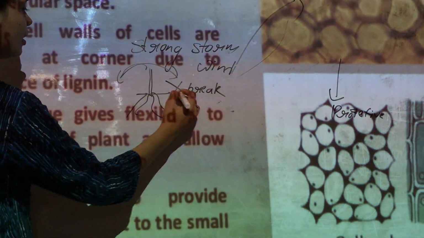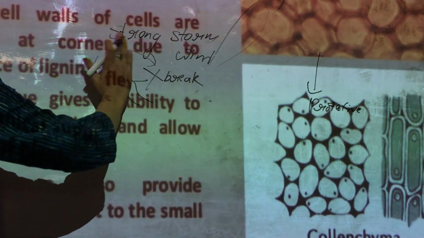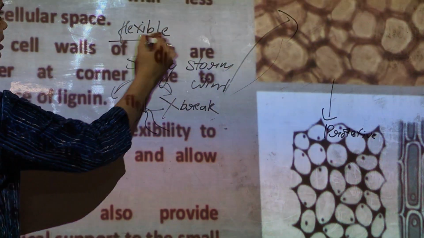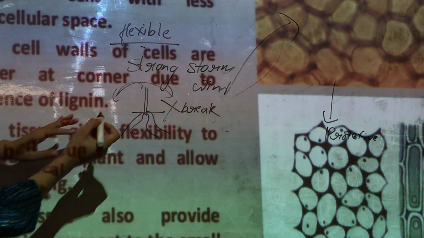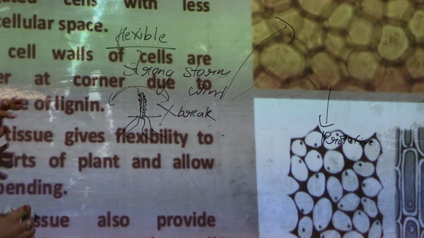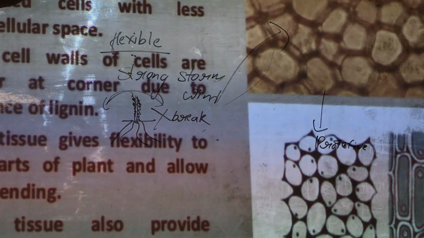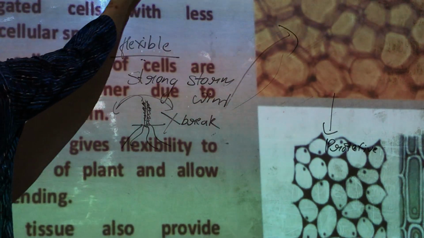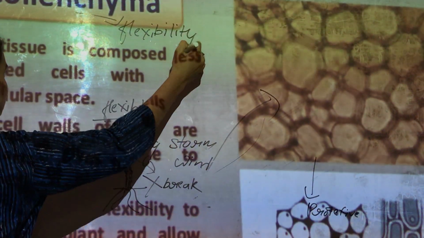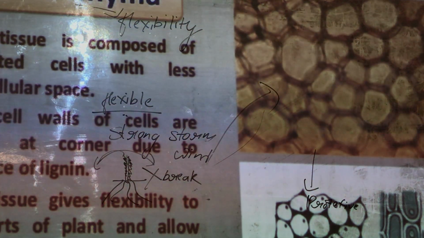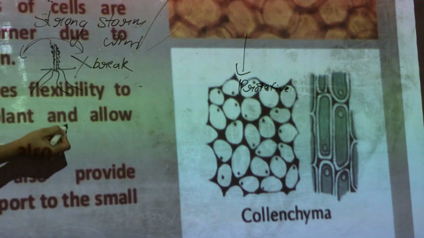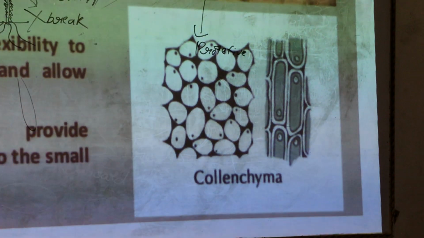Why? Because these stems are flexible. These stems are flexible because of the tissue which is present in the stem, that is collenchyma. So this collenchyma type of tissue provides flexibility to the plants. And these cells are elongated. Can you see there? These cells are cylindrical in shape. They are elongated in shape.